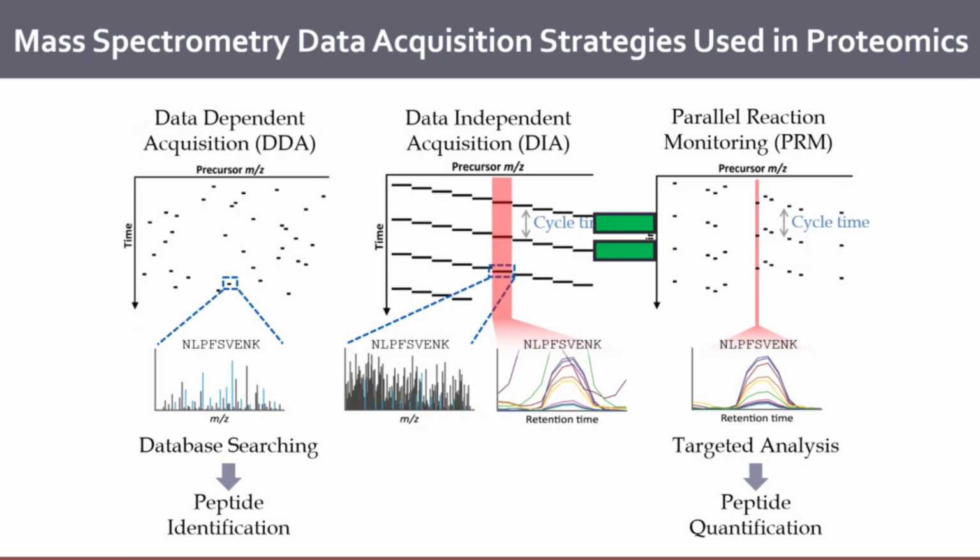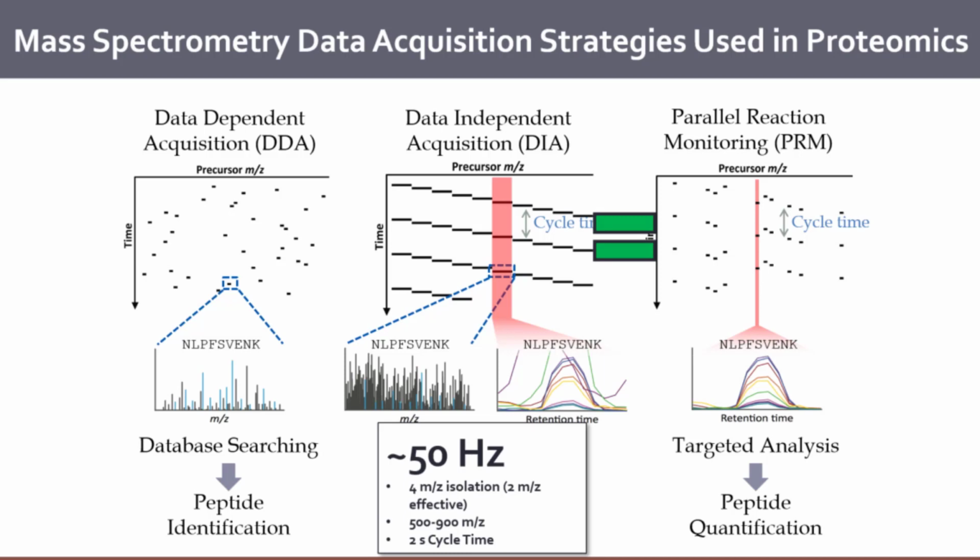I will point out that hardware is getting faster and better. It's not necessarily getting cheaper, but it's definitely getting faster and better. Once we hit about 50 hertz, these two methods will become equal. At 50 hertz, if you collect data from 4 mass-to-charge wide overlapping isolation windows, like Brian talked about earlier today, you get effectively 2 mass-to-charge across a 500 to 900 mass-to-charge range with a 2-second cycle time. If you wanted a 2.5-second cycle time, you could easily go from 400 to 900, which Brian showed covers most of what you'd actually want to sample.